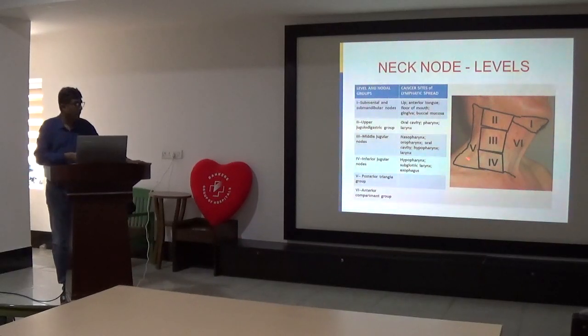When you have lymph nodes in these areas or at these levels, you have to search for the primary here. Now again, this is important in our group of patients because most of these patients have some sort of mouth restriction or trismus, which is called oral submucosal fibrosis.